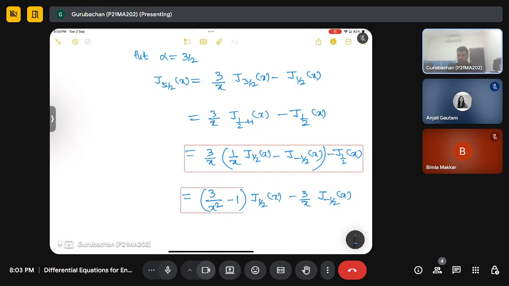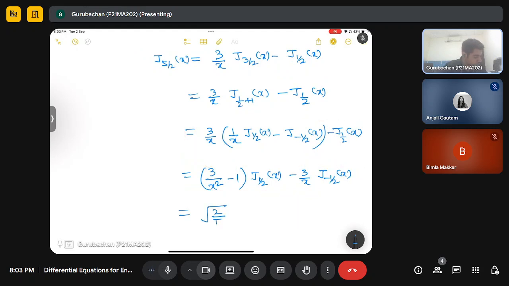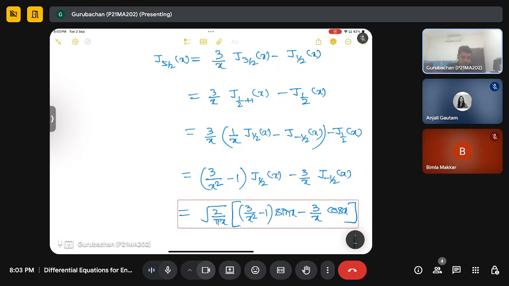So this is your value of the following, and you know the values of J half of x and J minus half of x, that is under root 2 by pi x, multiplied by 3 by x square minus 1 sine x minus 3 by x cos x. I think this will be your first answer.